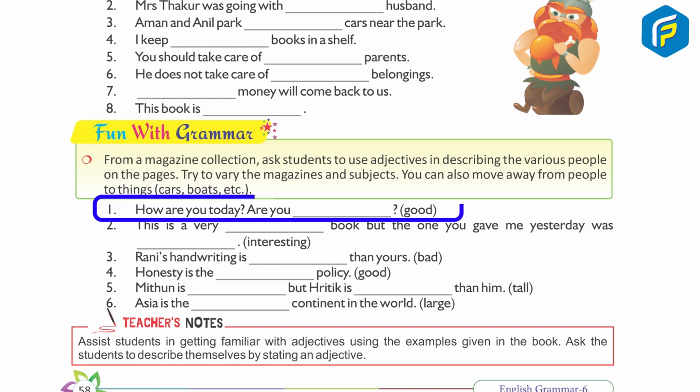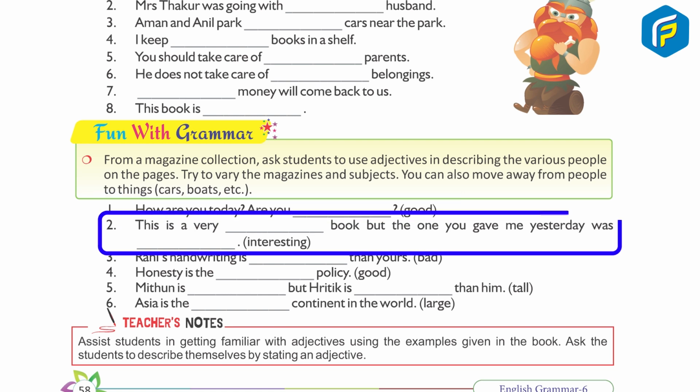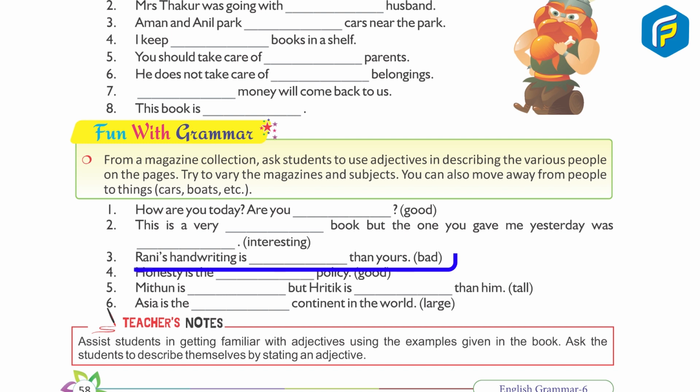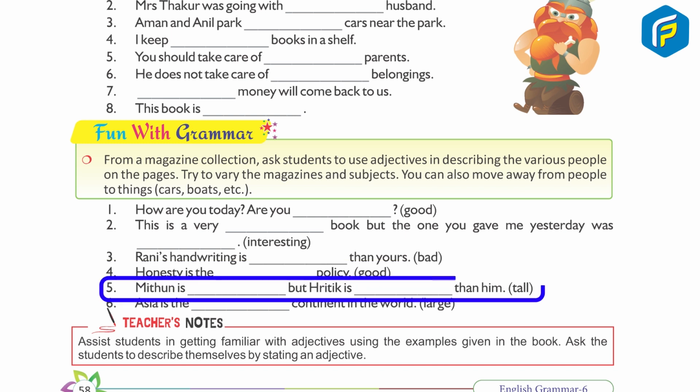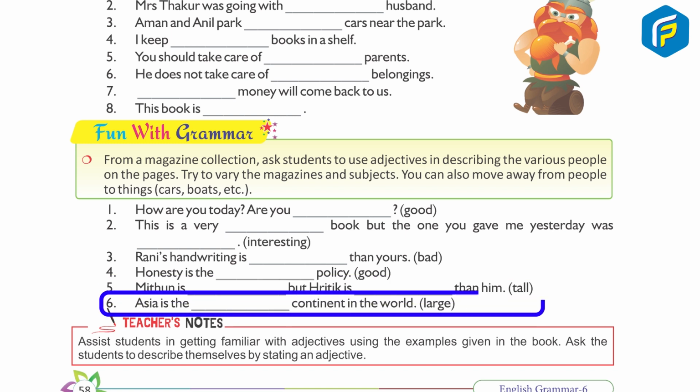1. How are you today? Are you dash? 2. This is a very dash book, but the one you gave me yesterday was dash. 3. Ronnie's handwriting is dash than yours. 4. Honesty is the dash policy. 5. Mithun is dash but Ritik is dash than him. 6. Asia is the dash continent in the world.